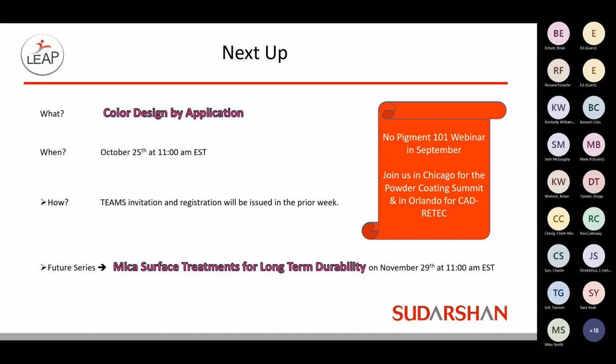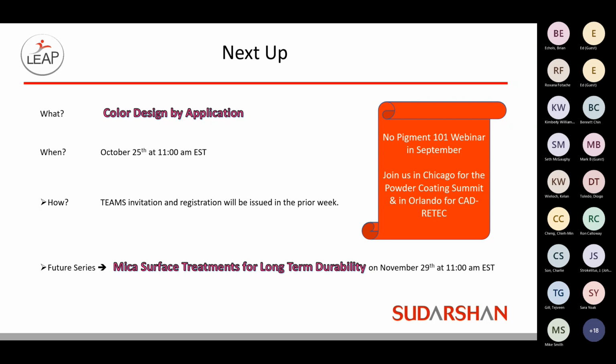So we're going to take off the month of December from the webinar series as we did last year because we're going to be busy with 2 shows. In September, we're going to be presenting at both the Powder Coating Summit that's going to be held in Chicago, and also the CAD Retech, which is going to be in Orlando. So we hope you can join us for either or both of those shows and join us for the presentations as well.